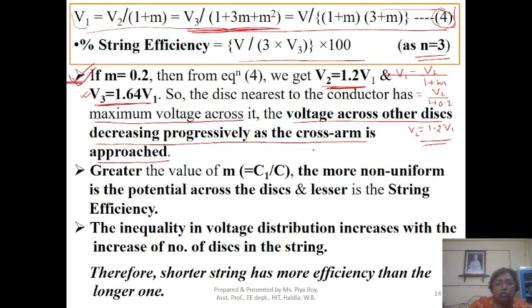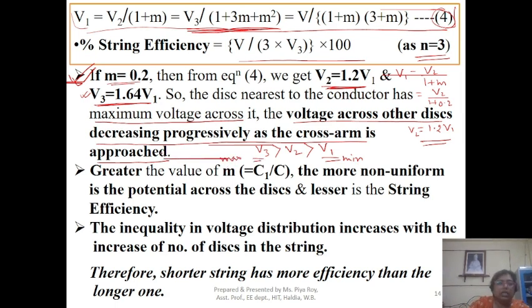Okay, so from this value, just putting a value of m equal to 0.2, we can see again the conclusion: V3 having the maximum value, then V2, and the minimum value appears across the topmost disc, that is nearest to the cross arm, V1 having the minimum voltage. Okay, so here we have minimum and here we have maximum, right?